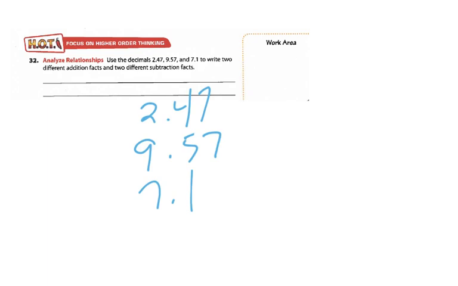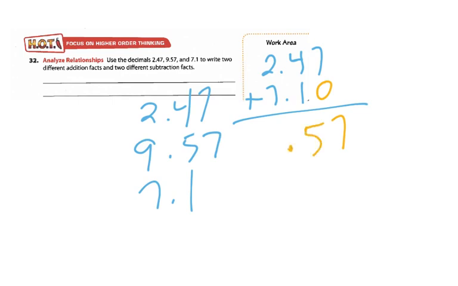So I'm going to start with this. I'm going to take 2 and 47/100. I'm going to add it to 7 and 1/10. I'm going to fill in my 0 placeholder, and I'm going to get 7, 5, bring down my decimal point, 9. There it is. So 2 addition facts, and it equals 9 and 57/100.